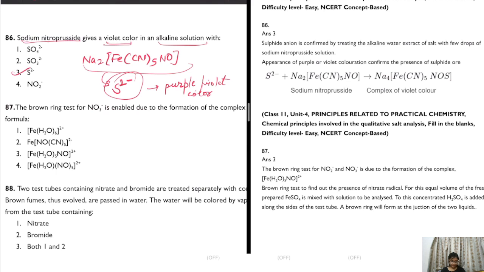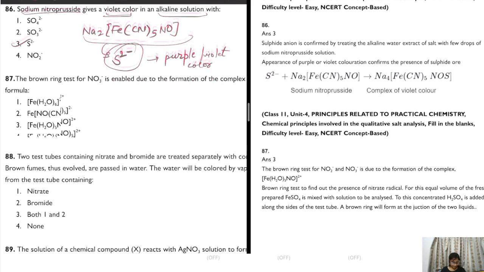So we get the presence of sulfide. Now let's see the next question.